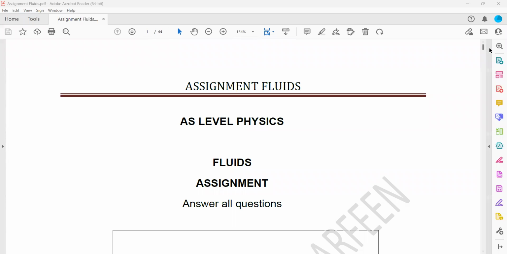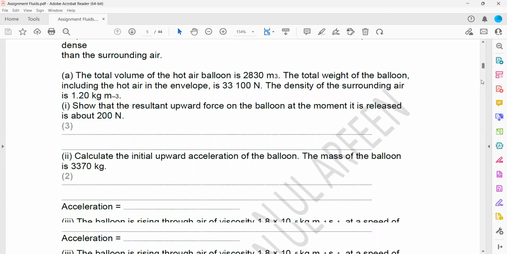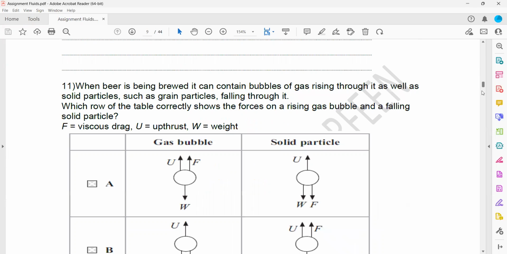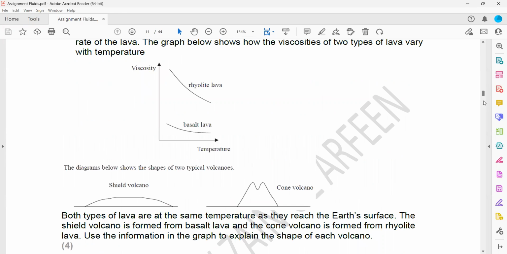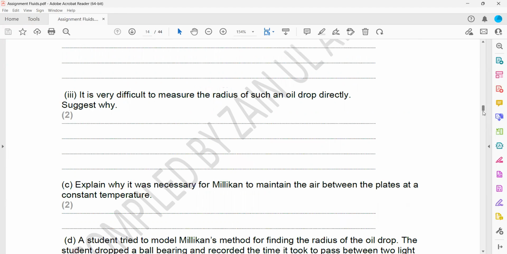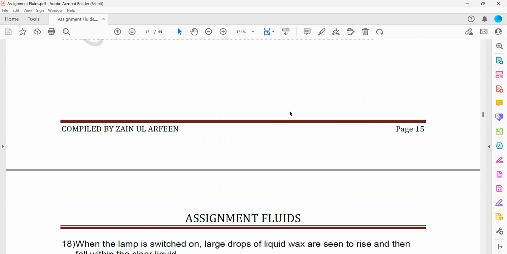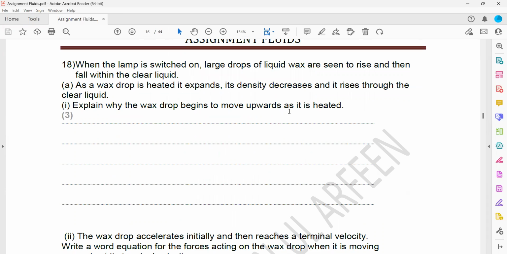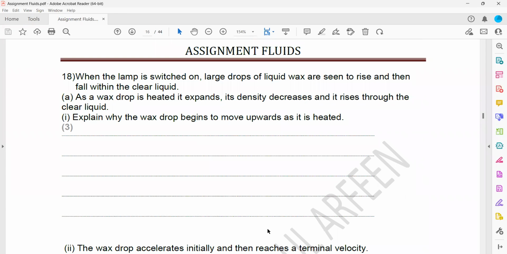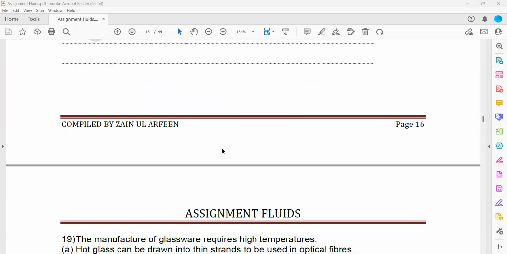So the assignment related to fluid dynamics, or fluids, we have discussed in the last session. We discussed one question from this. So we finished till question 17. Question 18 and onwards, in question 18 also we did. So we'll move with question 19.